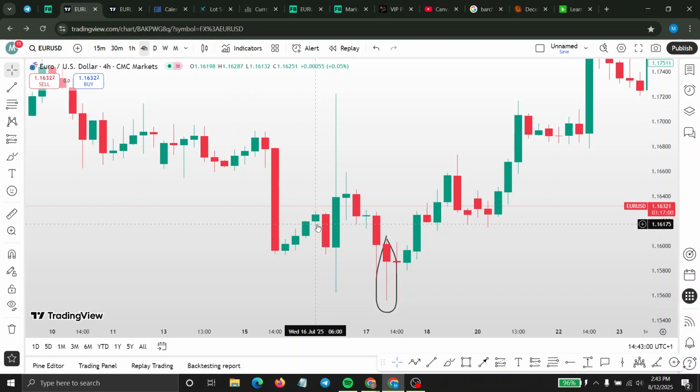We have a single candlestick pattern. We have a two candlestick pattern. Two candlestick pattern means that you need two candles to form to make a decision. Three candlestick pattern means you need three candles to form to make a buy or sell decision. Single candlestick pattern means we are only looking at just one candle to make a decision. You can see now. So let's keep checking.